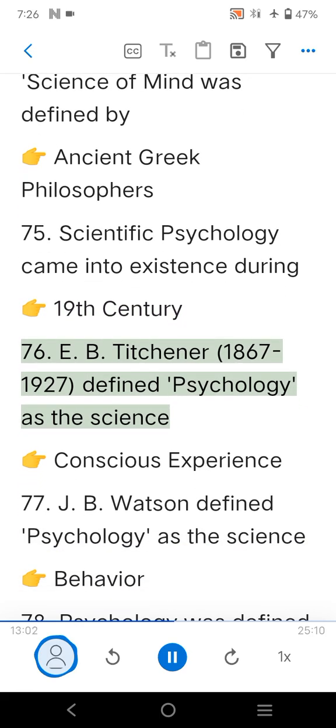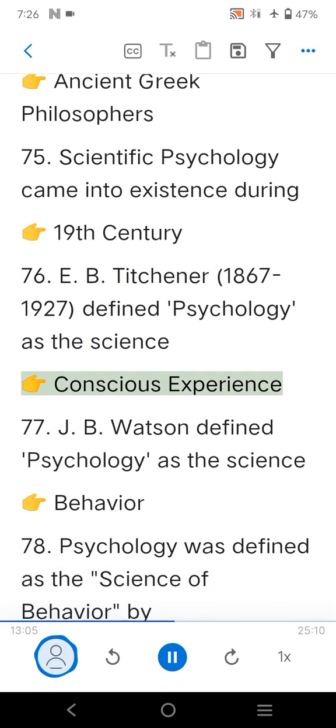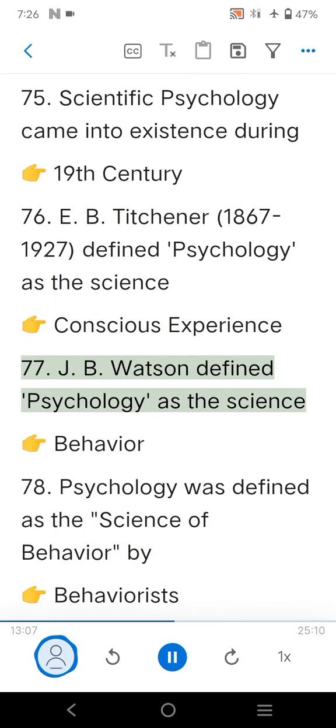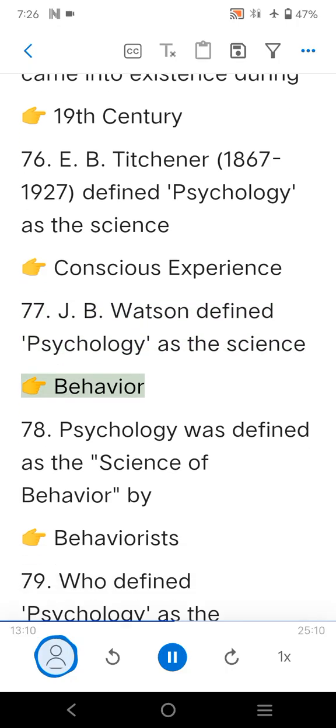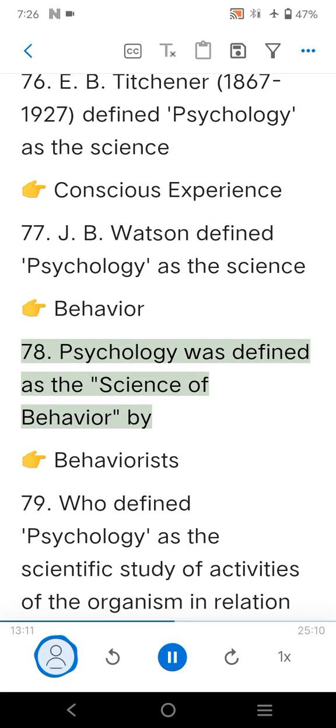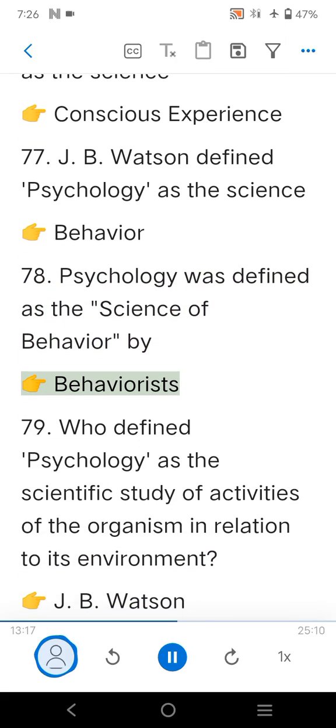76. E. B. Titchener, 1867–1927, defined psychology as the science of conscious experience. 77. J. B. Watson defined psychology as the science of behavior. 78. Psychology was defined as the science of behavior by behaviorists.